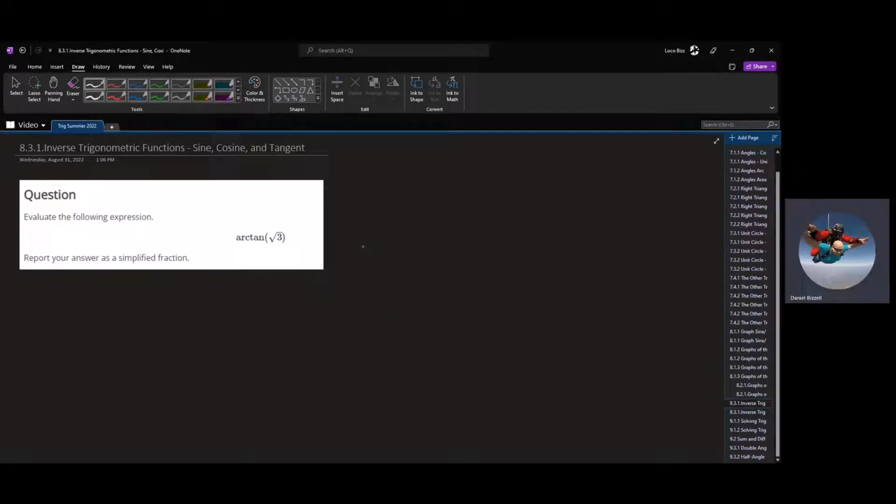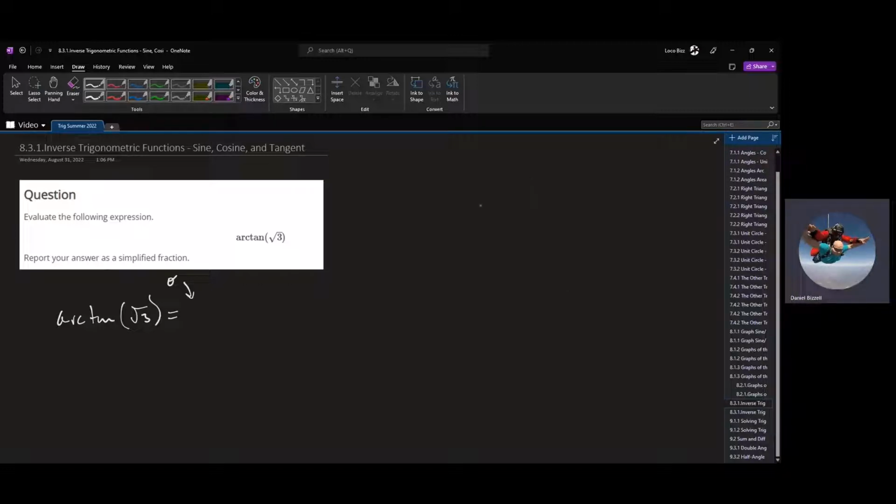This question asks us to evaluate the following expression, arctan square root of 3. It wants us to report our answer as a simplified fraction. So we have the arctan of square root 3, and we want to know what that's equal to. And that's going to be some theta, just for reference.